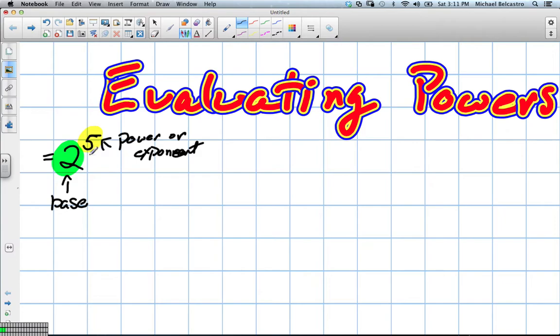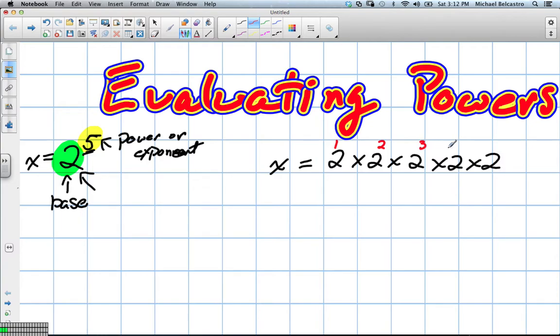How does the power or the exponent affect the base? What would the equivalent of this be written out in a longer form? Since it's 2 to the power of 5, it would be 2 times 2 times 2 times 2 times 2. So what we're going to say is x, the unknown, is equal to 2 to the power of 5. So x is equal to 2 times 2 times 2 times 2 times 2. How many times did you repeat that? 5 times. That's right. 1, 2, 3, 4, 5.